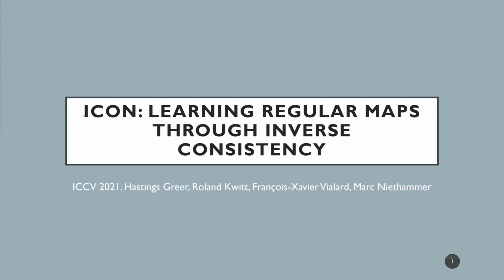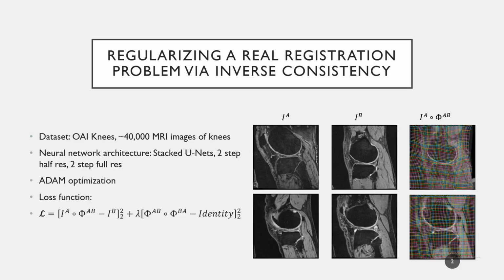My name is Hastings Greer, and I am pleased to present the paper ICON, Learning Regular Maps Through Inverse Consistency. Many tasks in computer vision and medical imaging require finding the map that distorts one image to be similar to another. We demonstrate, symbolically and empirically, that as long as a neural network is required to produce such a map in an inverse consistent manner, then it will produce well-regularized diffeomorphisms, without any further smoothing needed.